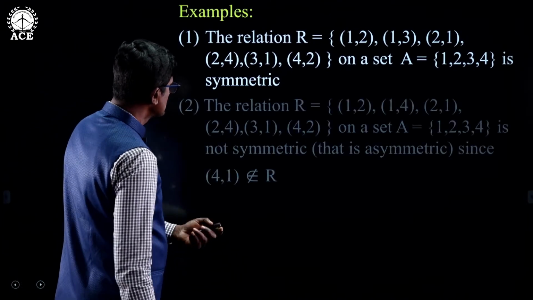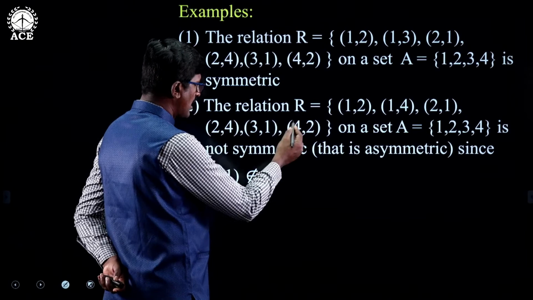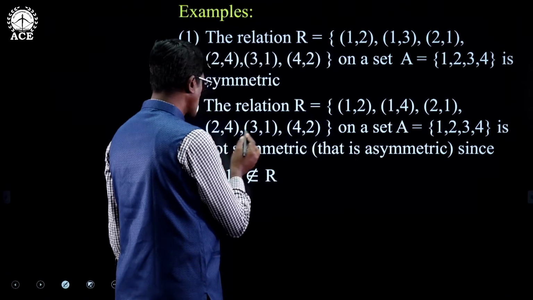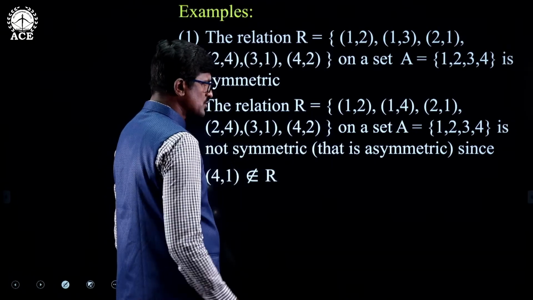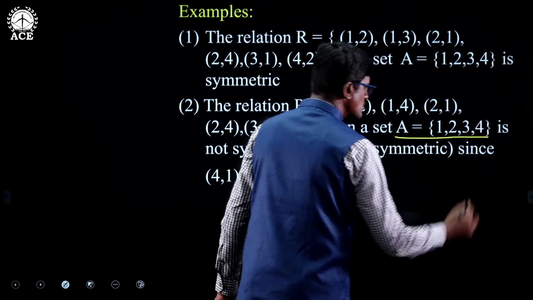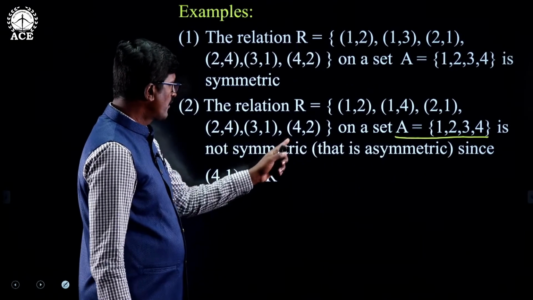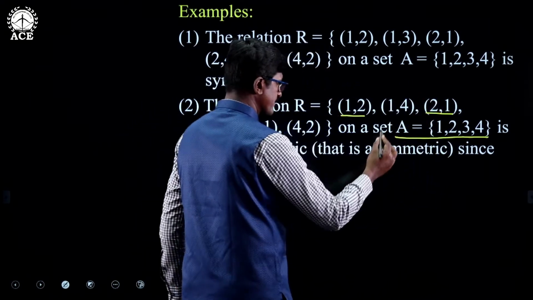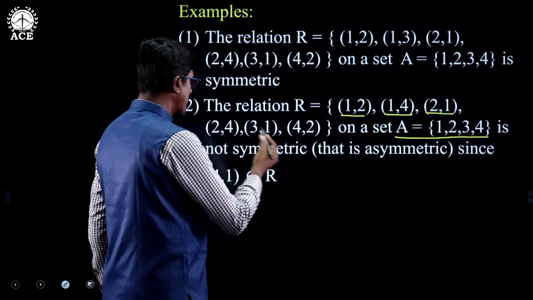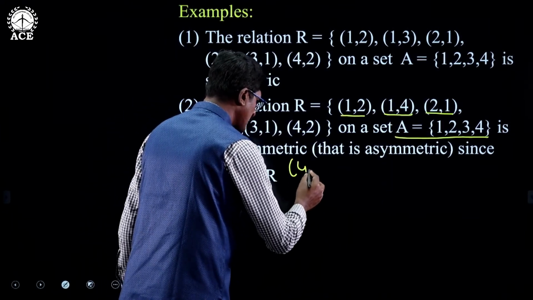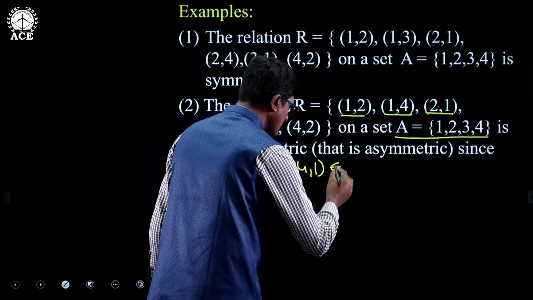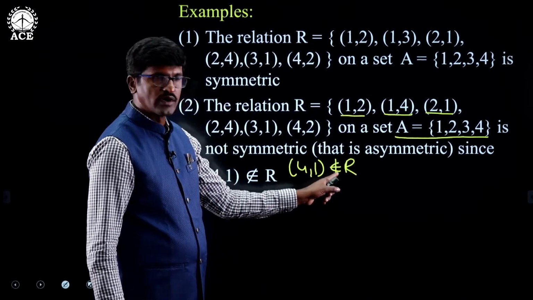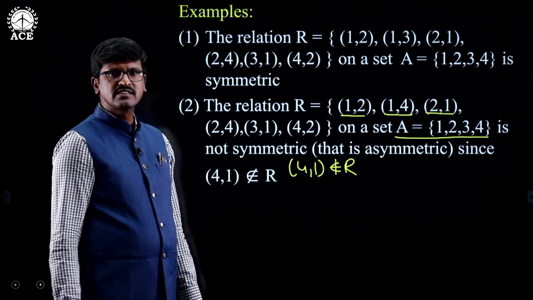Next, I am taking some other example. R = {(1, 2), (1, 4), (2, 1), (2, 4), (3, 1), (4, 2)} on the set A = {1, 2, 3, 4}. Now look at this. There is (1, 2), and (2, 1) is also there. There is (1, 4), but (4, 1) does not belong to R. Here in the given relation there is (1, 4), but (4, 1) does not belong to R. Therefore, this relation is not a symmetric relation.